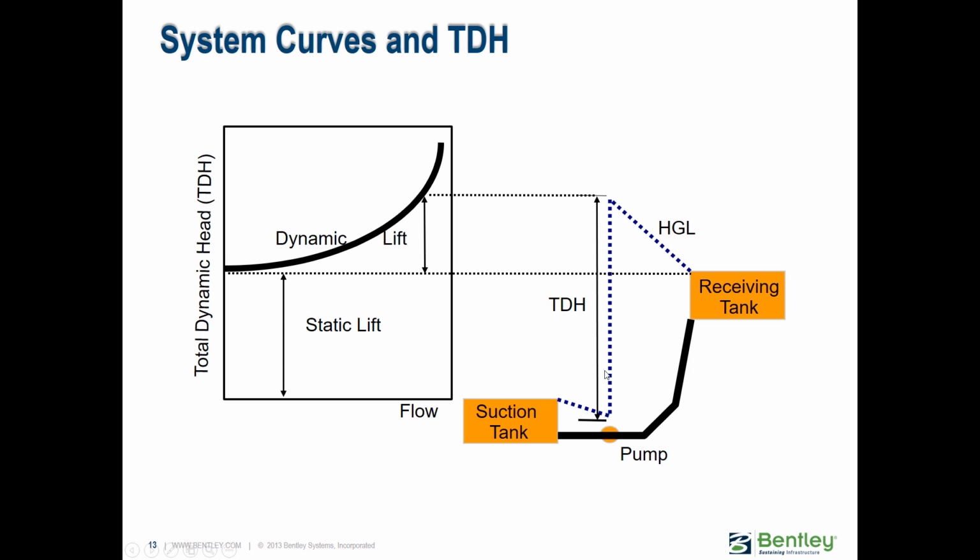So this is another example here. The two orange boxes are two different tanks. You'll see the downstream tank is at a higher hydraulic grade, so the majority of the head that the pump has to add is a static lift. That's this portion right here. The dynamic lift is basically the head loss, so the loss from friction going from suction tank to receiving tank. So there's two different components there.